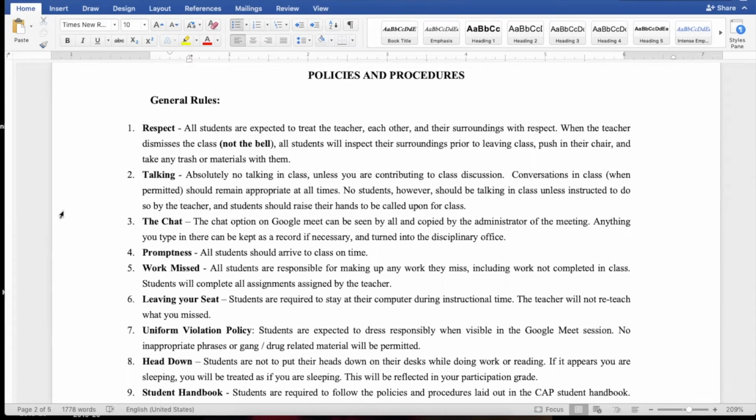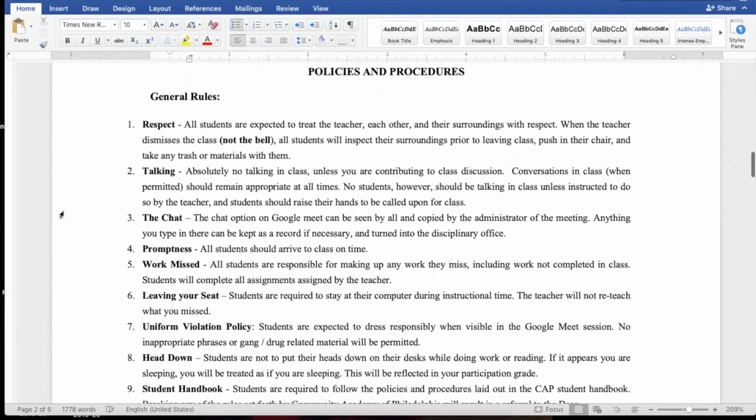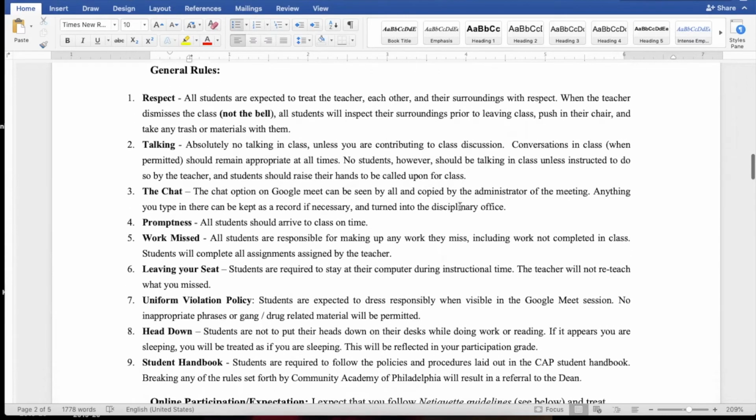Now, let's go through some policies and procedures. I have some general rules. I'm not going to read through this whole thing because of time, but I do expect you to. But I will summarize. Respect. Respect yourself, respect your classmates, respect me, and everything will go smoothly.